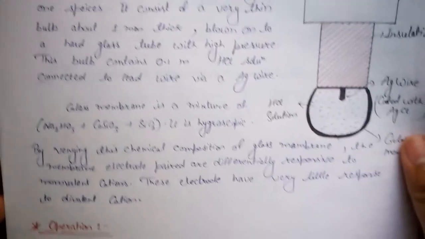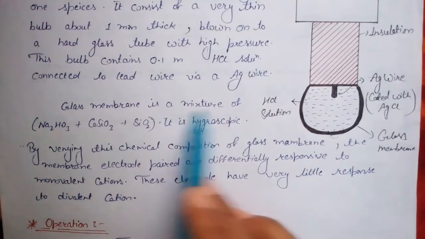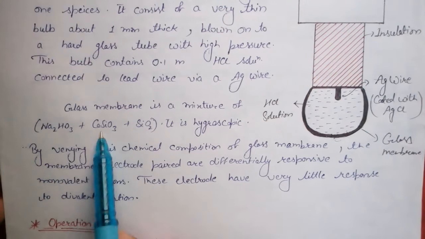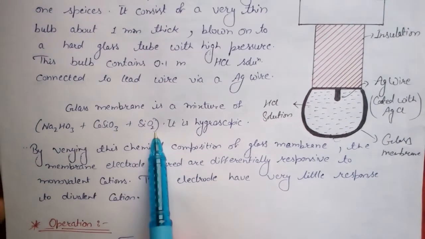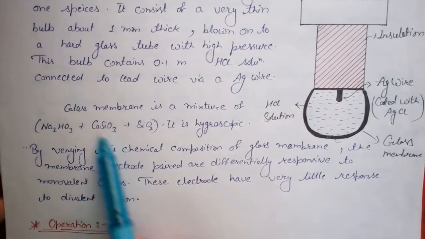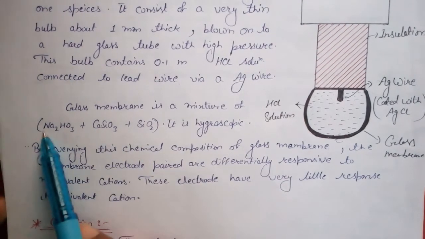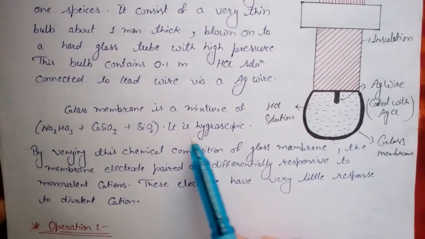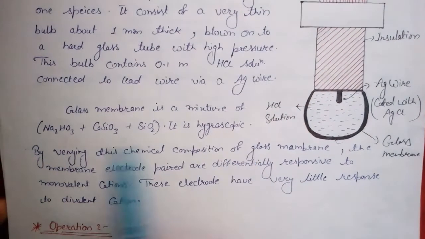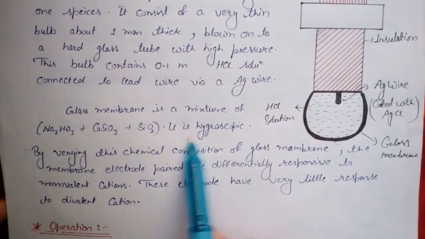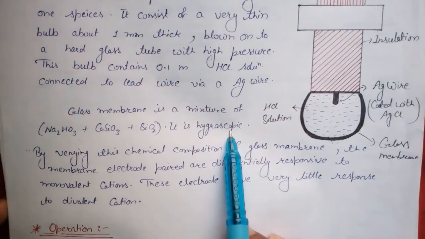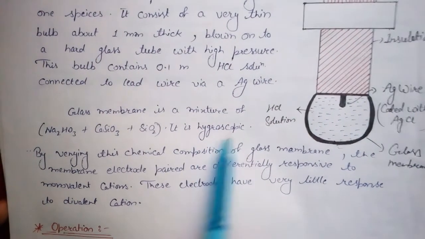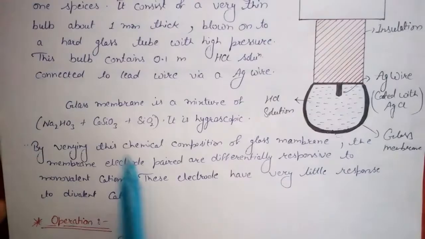After this, glass membrane is a mixture of Na2HO3, CaSiO3 and SiO2, meaning silicon oxide and calcium silicate and sodium hydro, it means acidic form. It is hygroscopic. It means mixture of this is called hygroscopic in nature, right? So you have to remember that glass membrane contains a hygroscopic mixture. This is important.